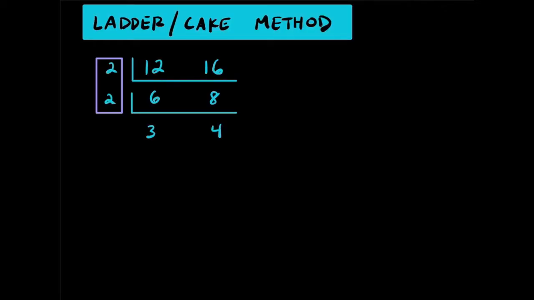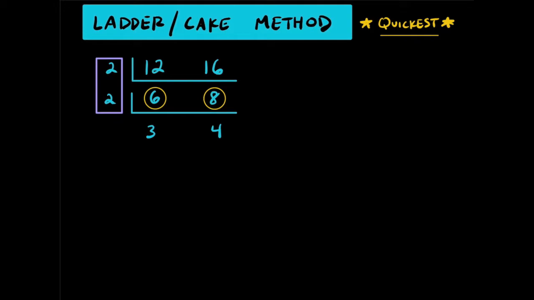Let's bring back the good old ladder or the cake method. Just like how this was the quickest way of finding the GCF, it also happens to be the quickest way to find the LCM. Start off by writing the numbers next to each other and coming up with one common factor. Since they're both even numbers, I can easily tell that they're both divisible by 2. On the left here, we'll write the common factor. Below, we'll divide the original numbers by the common factor.